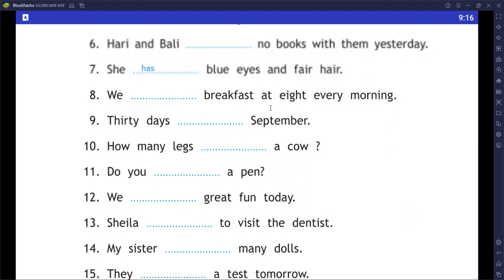We blank breakfast at 8 every morning. So what do we write here? We have breakfast at 8 every morning. Thirty days blank September, what? Thirty days has September. Next, how many legs blank a cow? How many legs has a cow? What do we write here? Has.